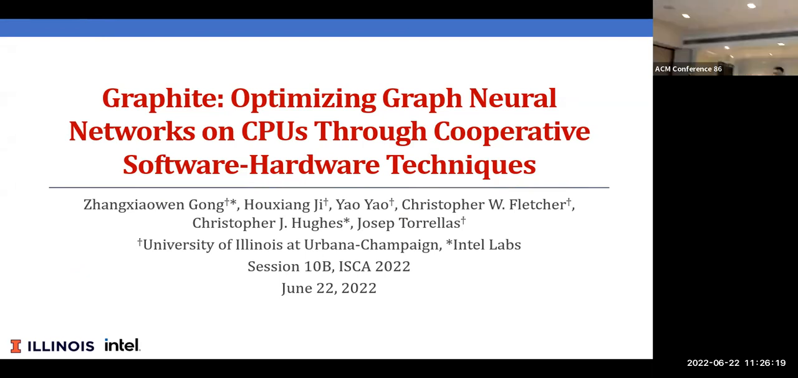All right, so our first presenter is Zhangxiaowen, who is a research scientist from the Parallel Computing Labs at Intel Labs. He recently received his PhD from UIUC, advised by Professor Josep Torrellas. His thesis research focuses on accelerating DNN workloads on CPUs by exploiting sparsity. And today he's going to introduce us to their work looking at optimizing GNNs on CPUs through software hardware co-design. So take it away.